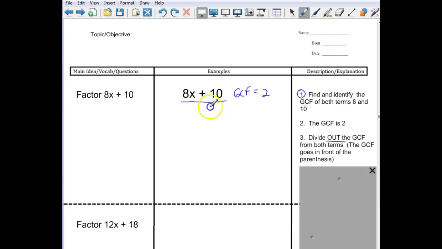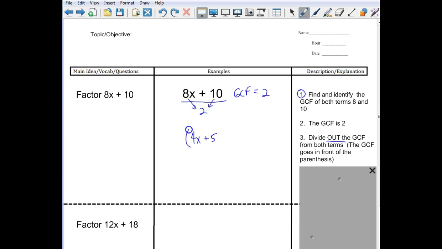This means divide right there. It's a fraction. Divide by 2. You've just created a fraction: 8x plus 10, all divided by 2. So when you divide those numbers by 2, you have to do them one at a time. 8x divided by 2 would be 4x, plus 10 divided by 2 is 5.